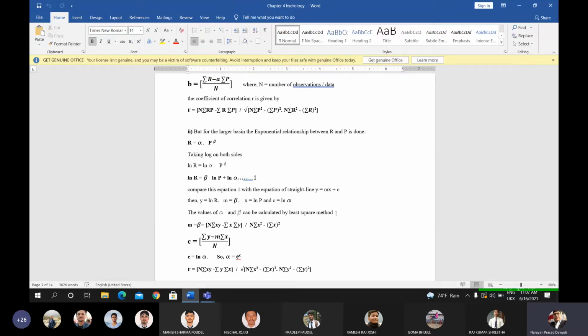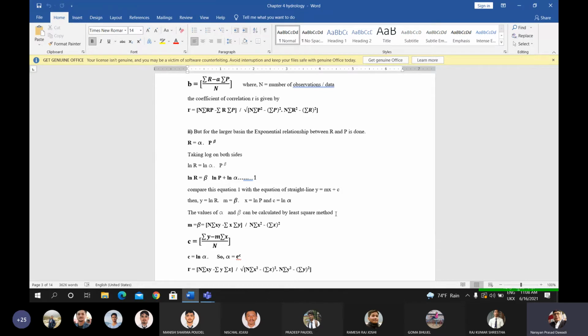If you compare this equation with the straight line equation y is equal to mx plus c, then y is equal to ln R, m is equal to beta, x is equal to ln P, and c is equal to ln alpha. So this equation is similar to the equation of the straight line.